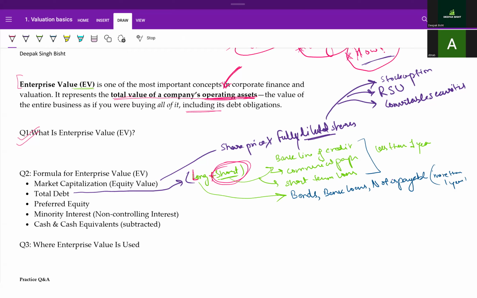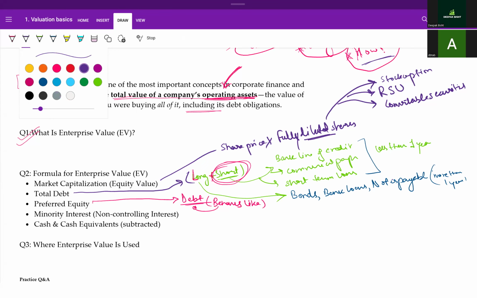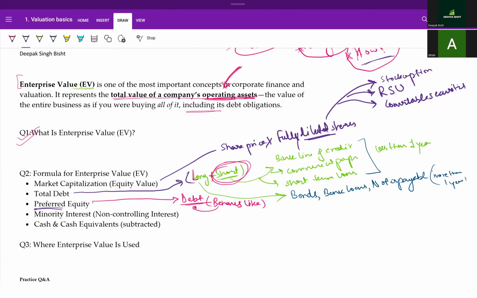Now understand this thing about preferred equity. What is preferred equity and why is it included in the company's structure? So preferred equity is something which somewhat behaves like debt. It is also considered like debt only. It's not debt, but it behaves like that. The name itself tells something about the security.